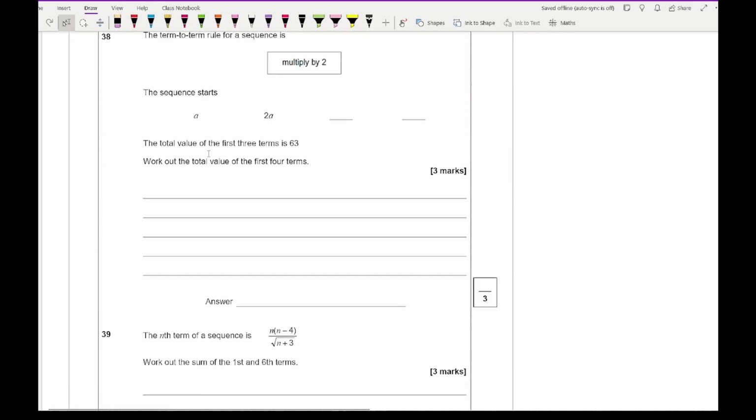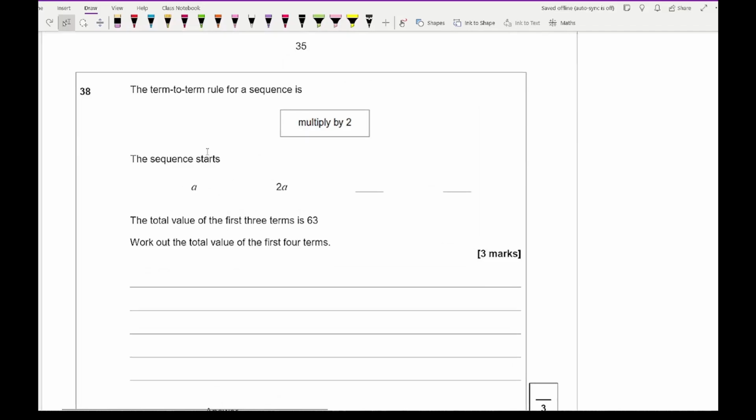Then moving on to question 38, so let me just zoom in. It says the term-to-term rule for a sequence is multiply by 2. It says the sequence starts with A, then 2A, and then we've got 2 blanks. It says the total value of the first 3 terms is 63. Work out the total value of the first 4 terms.